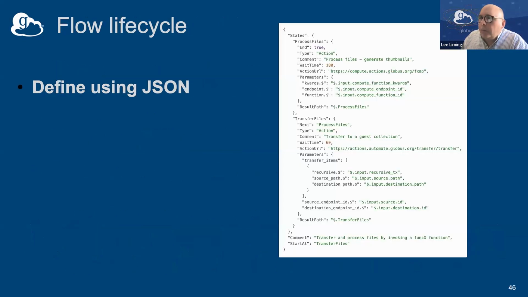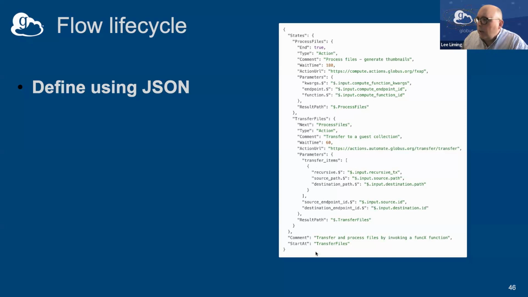All right, so let's talk a little bit about the life cycle of a flow. The first thing is that a flow starts out defined as a JSON document. This JSON document basically just has a sequence of states. Each state is one step in the flow. The state could be something like process files, transfer files. In this case, this is a very simple flow that only has two states.